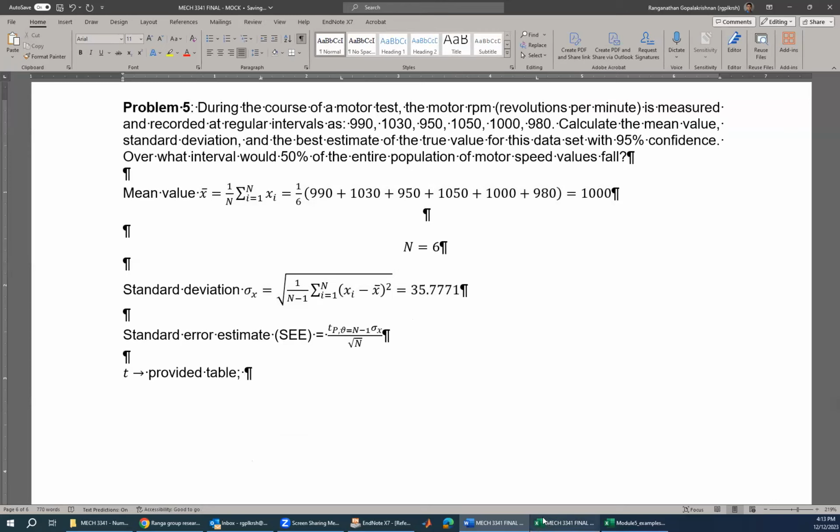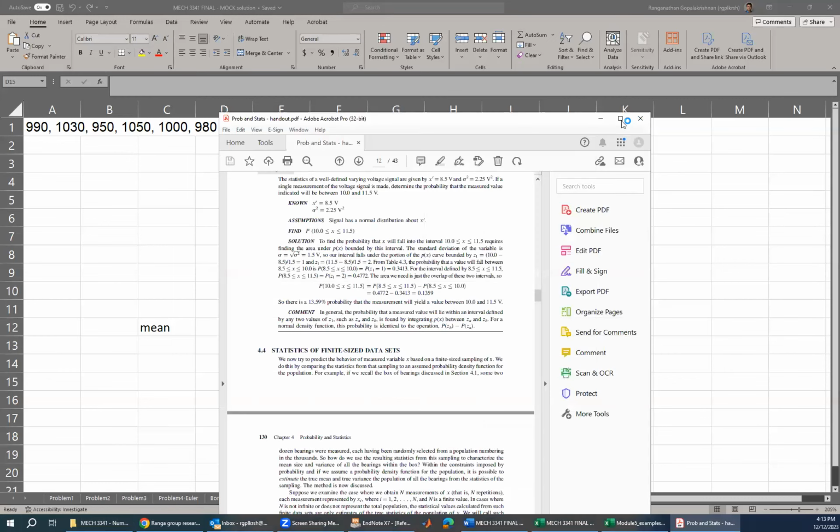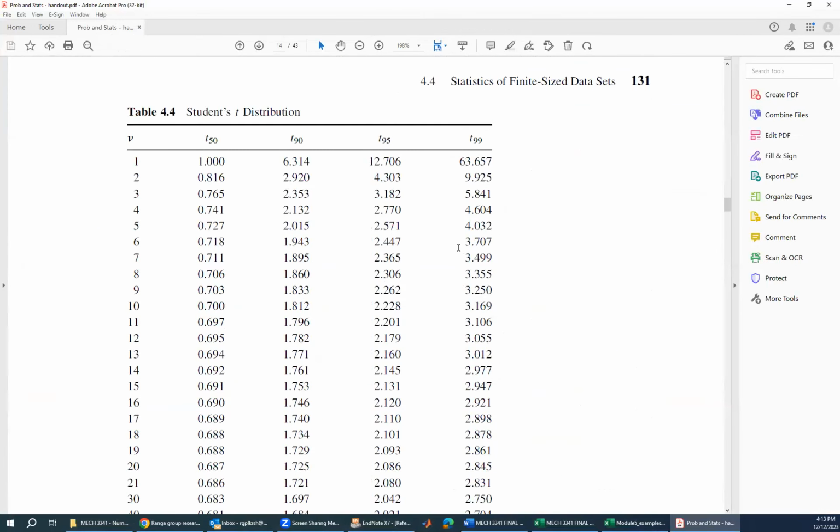So that t value, I'm just going to use Excel also to extract that, or actually hold on, since this is a demonstration, let me actually read it out for you. You have your probability and statistics handout with you. You can also try reading it out from the handout. So here's the table for 95% probability and 5 degrees of freedom. Can you read out the t value?